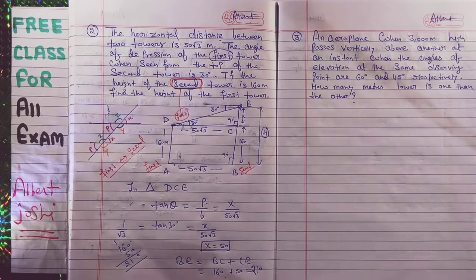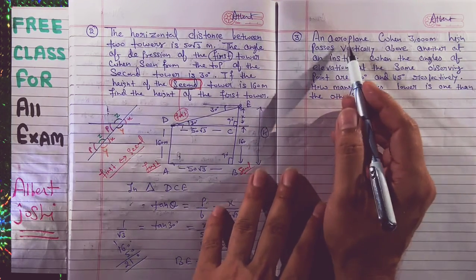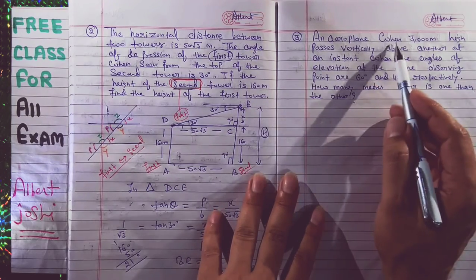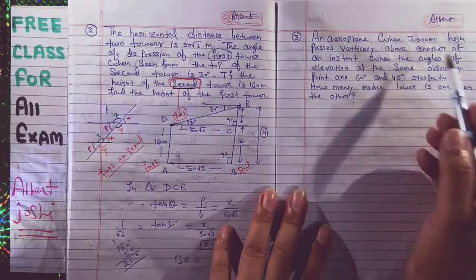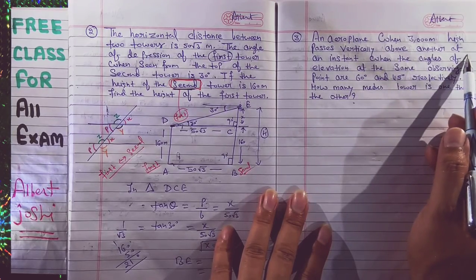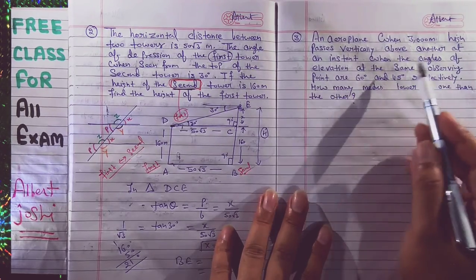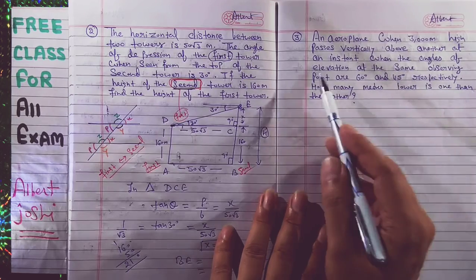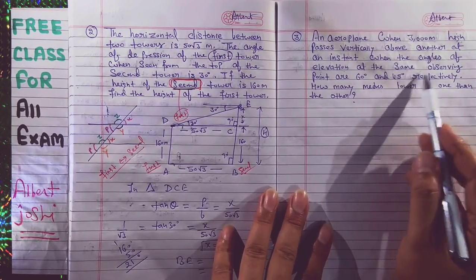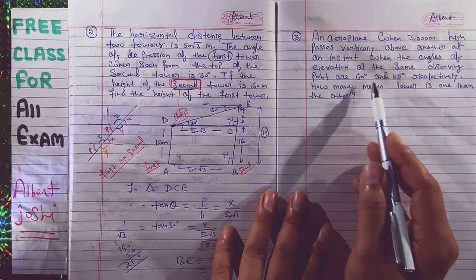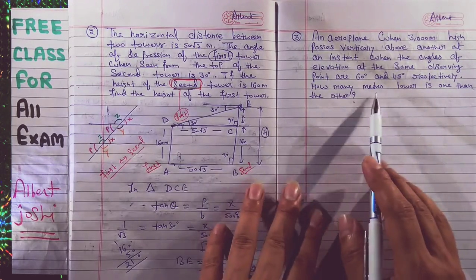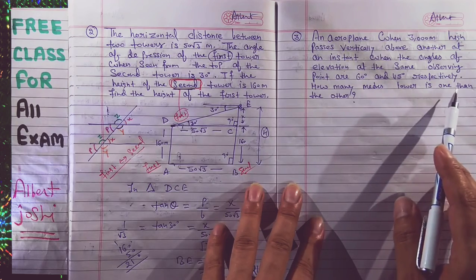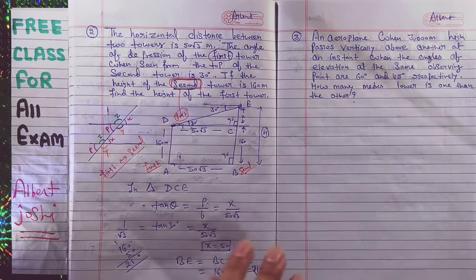Now the next question: an aeroplane when 3000 meter high passes vertically above another at an instant when the angle of elevation at the same observing point are 60 degree and 45 degree respectively. How many meters lower is one than the other? Very simple question.